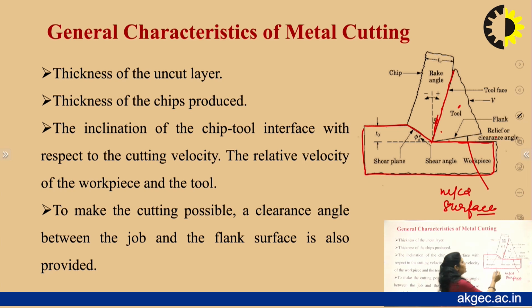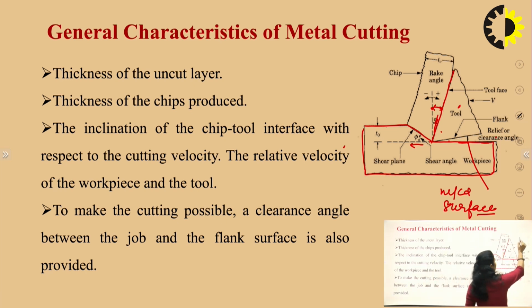Okay, and the angle, this angle, the angle between the rake face of the tool and the perpendicular to the cutting speed, or the cutting velocity, or the direction of the tool movement, is known as the rake angle. We have denoted it with alpha. So this angle is the rake angle. It can be positive or negative.